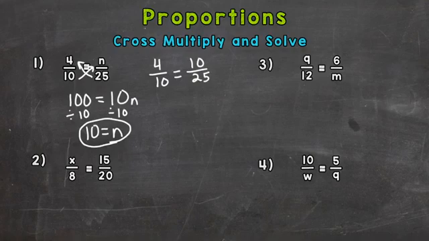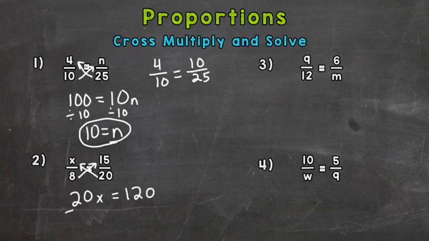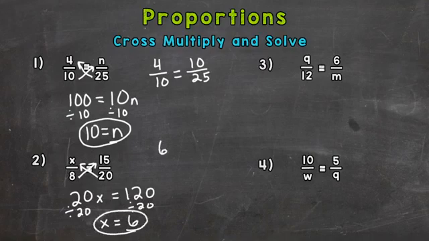Number 2, how many eighths equals 15/20? So I'm going to draw my arrows to represent the cross multiplication. 20 times x gives us 20x, and 8 times 15 gives us 120. So now let's isolate our x and find our answer. Divide both sides by 20, and we get x equals 6. So 6/8 equals 15/20.